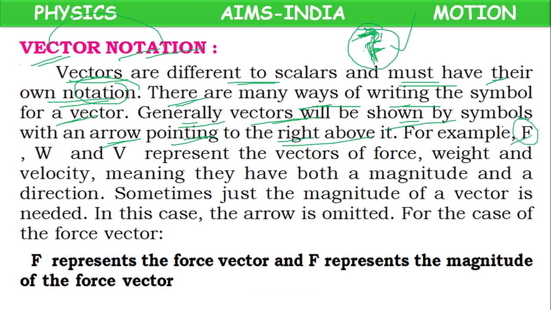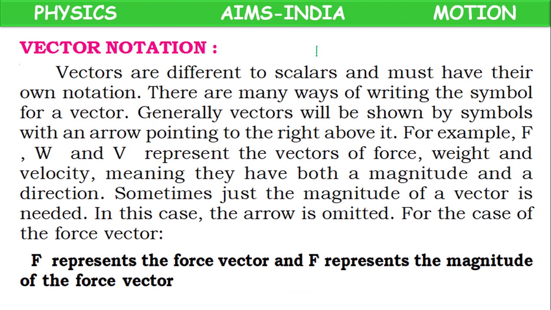If F represents force, W represents weight, V represents velocity, all of them have both magnitude and direction. If you want both magnitude and direction, then we have to mention it with a line and arrow mark in complete vector notation.